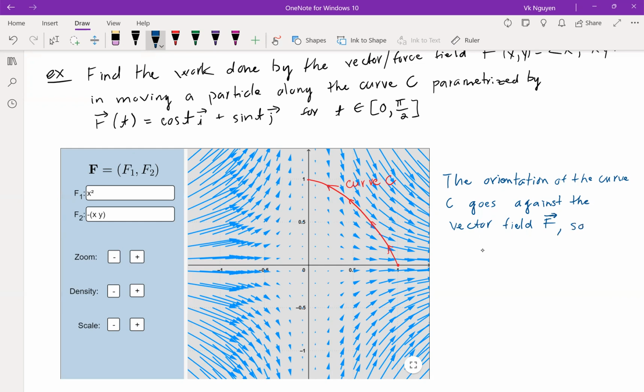So we expect the work done to be negative or positive. We're going to fill this out later.